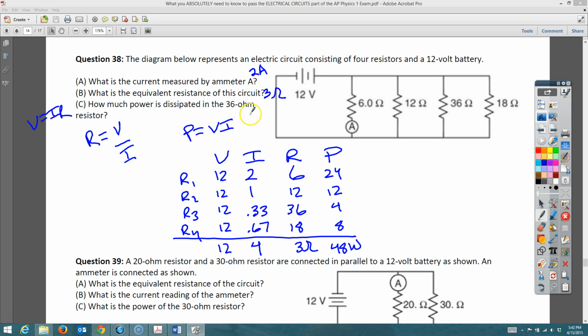And then how much power is dissipated in the 36 ohm resistor? We go to the 36 ohm and we notice that that is 4 watts. And so that's where the VIRP table really comes in handy. That's a really nice way of going through and doing these.